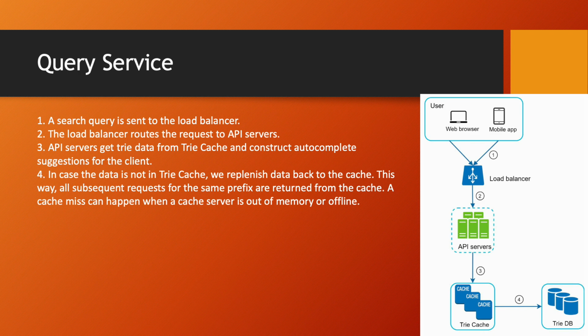For the query service, the flow looks as follows. The search query is sent to the load balancer. The load balancer routes the request to API servers, which is pretty typical. API servers get the trie data structure from the trie cache and construct an autocomplete suggestion for the client. In case the data is not in the trie cache, we replenish data back to the cache. This way, all subsequent requests for the same prefix are returned from the cache. A cache miss can happen when a cache server is out of memory or offline.